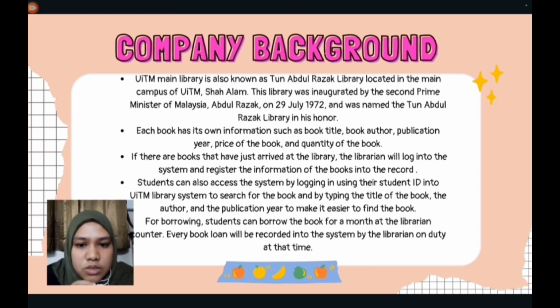Other than that, the students can also access the system by just logging in using their student ID into the UITM library system to search for the book, by typing the title of the books and the authors and also the publication year to make it easier to find the books. As for the borrowing, students can borrow the books for a month at the librarian counter, and every book loan will be recorded into the system by the librarian on duty at that time.